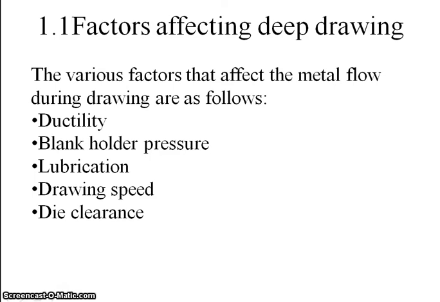The various factors that affect the flow during drawing are discussed here. First one, that is the ductility. It is the ability of the metal to undergo a change in shape without fracturing. Yield strength is the point at which a permanent change of shape occurs in metal. A low yield strength is desirable so that the metal flow begins easily without tearing near the punch radius. Second one is the blank holder pressure. The blank holder pressure should be only high enough to prevent wrinkling of the metal.